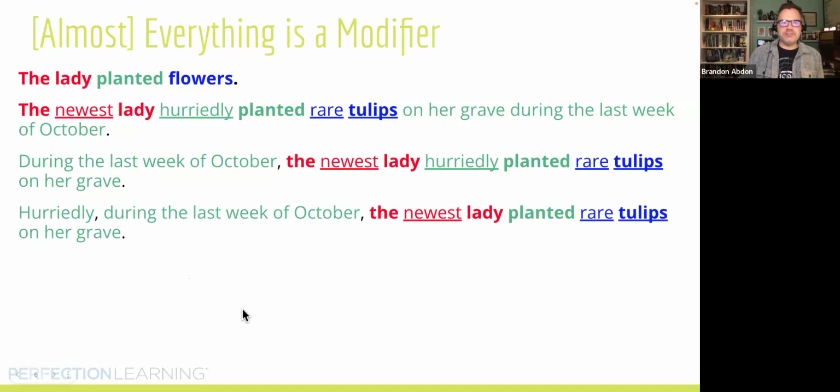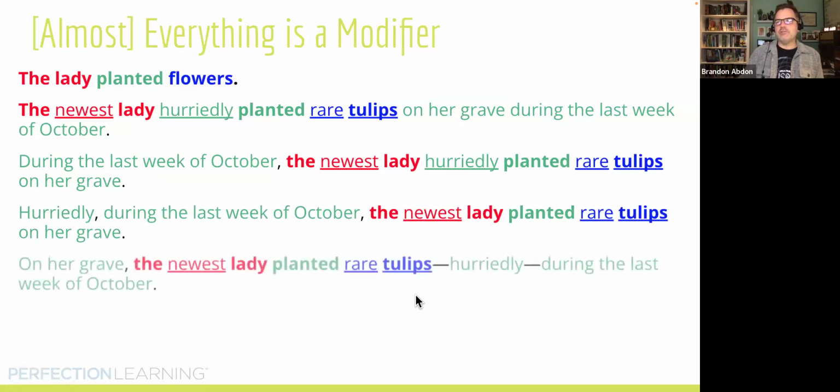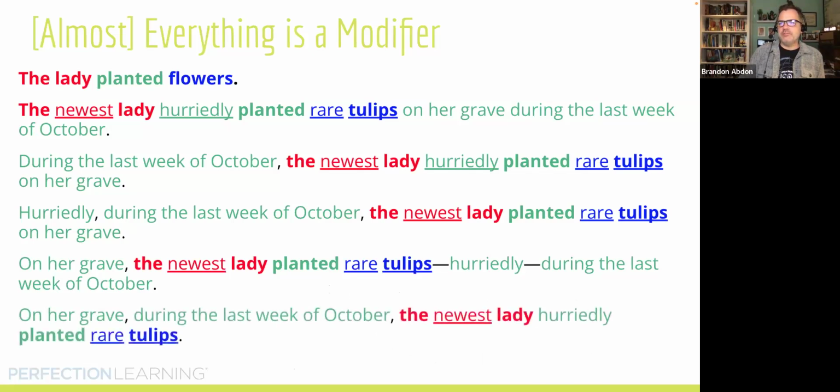Similar thing with this sentence. Hurriedly, during the last week of October, the newest lady planted rare tulips on her grave. I don't know who the her is. Here we're having a little bit more fun, but you notice we're moving around these things, and all of these are modifiers. I'm not requiring kids to know what's an adverb, what's an adjective. I'm not requiring them to know what's a prepositional phrase, a gerund phrase, all those things. I just want them to know what part of the sentence is modifying what other part and what they want to emphasize in their writing.